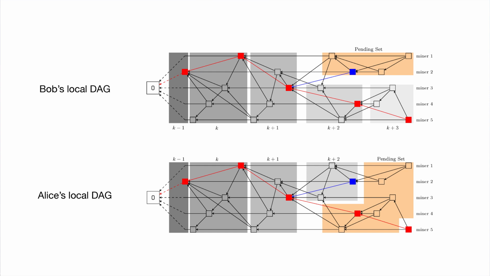However, if Alice receives a block B, and if this B turns out to be a milestone like illustrated here, then Alice needs to check whether B's height is higher than the highest milestone in her local DAG. In this case, it is higher. Then Alice needs to switch her view of the DAG and make her local DAG exactly the same as Bob's. So this is a major switch.